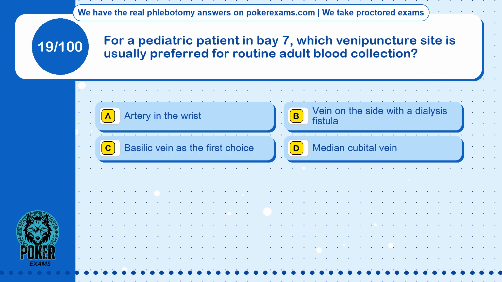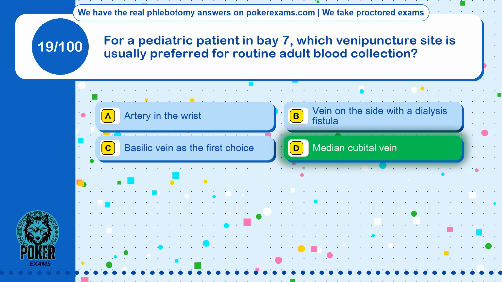Question 19. For a pediatric patient in Bay 7, which venipuncture site is usually preferred for routine adult blood collection? Option A. Artery in the wrist. Option B. Vein on the side with a dialysis fistula. Option C. Basilic vein as the first choice. Option D. Median cubital vein.